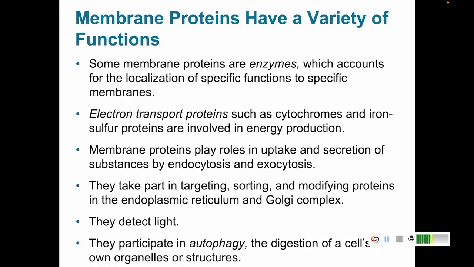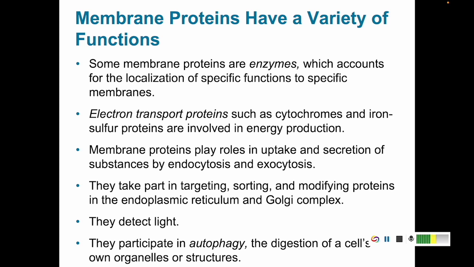Welcome back, everyone. So we have reached the end of our discussion of Chapter 7. We've been talking about the fluid mosaic model, and we're going to end by talking about the functions of those membrane proteins. Some really important membrane proteins are enzymes, and their presence in specific membranes is what accounts for specific functions being localized to particular areas of the cell or particular organelles.